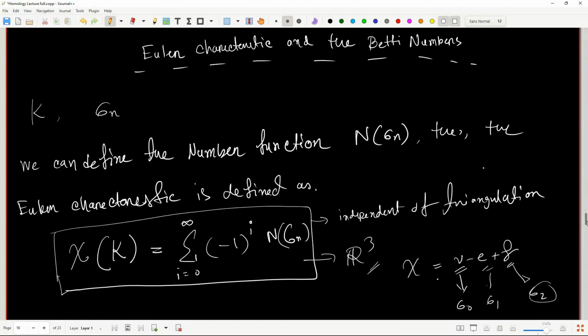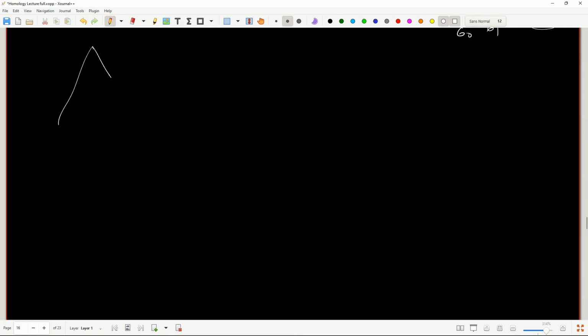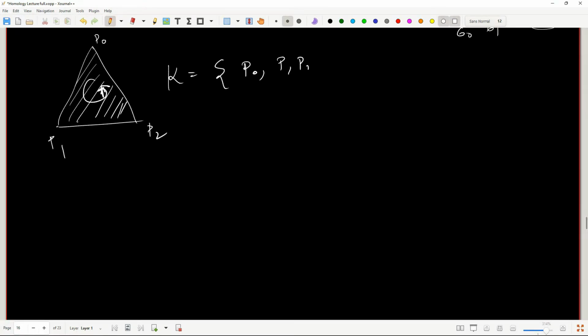Okay, so let's take a very familiar example, which is a solid filled-in triangle. Let's give it an orientation like this: P0, P1, P2. The simplicial complex is something like this: P0, P1, P2, and we have P0 going anticlockwise, right? So this is P0, P1, we have P1, P2, we have P2, P0, and we have a 2-simplex as well. So this is P0, P1, P2.